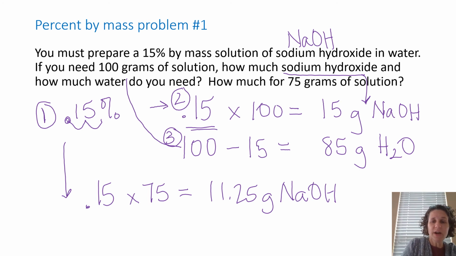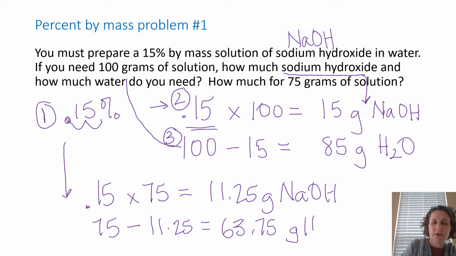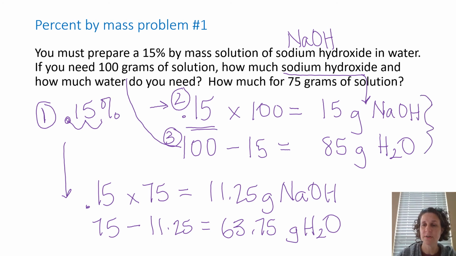And then to figure out the water, same thing, I would take the total that I have, which is 75, and I would subtract 11.25. So 75 minus 11.25 should be 63.75 grams of water. Okay, and so the two different problems, so here's the first one, and that's what I would need if I wanted 100 grams. And then this one is what I would need if I wanted 75 grams.